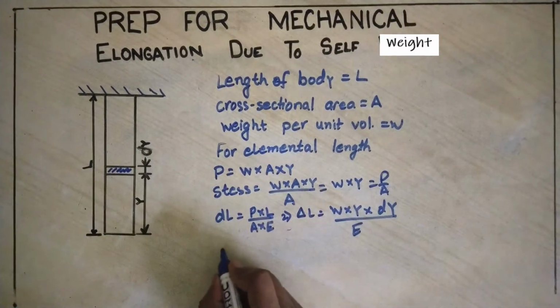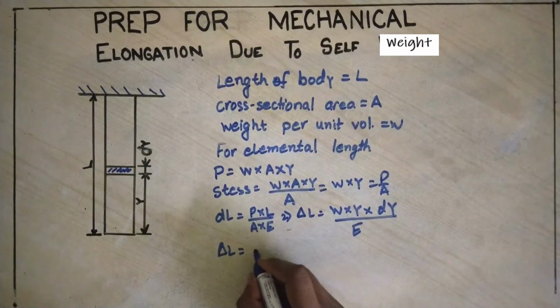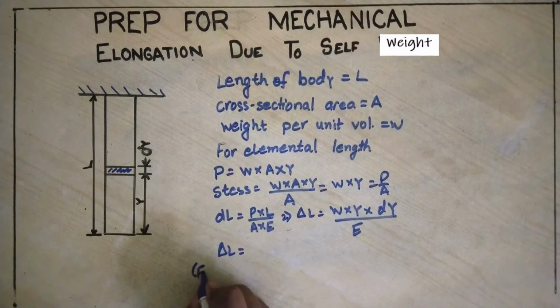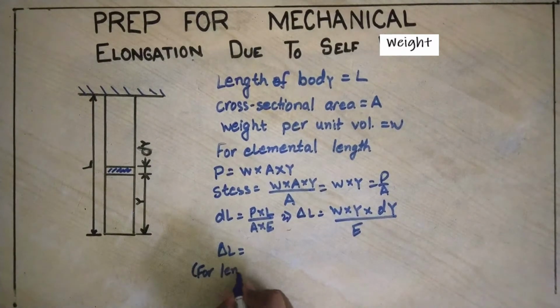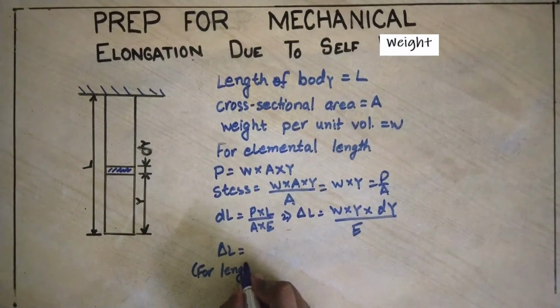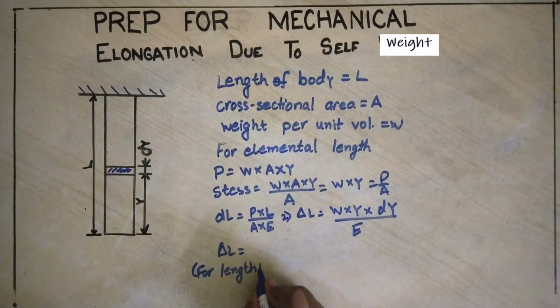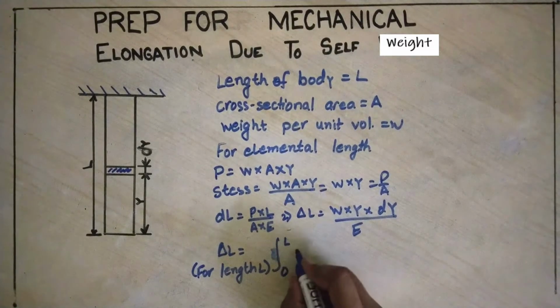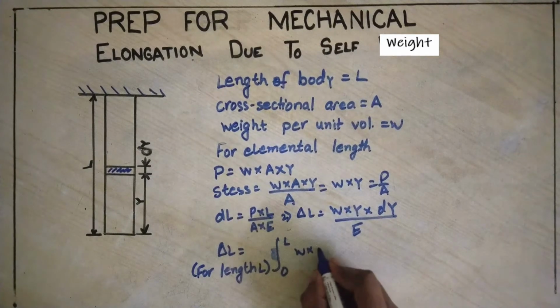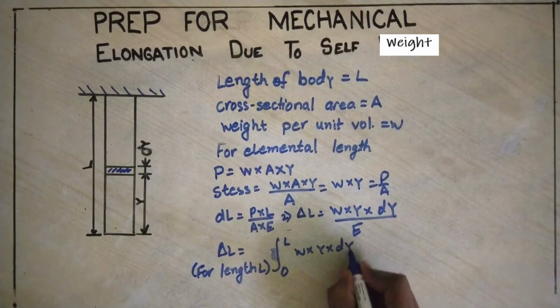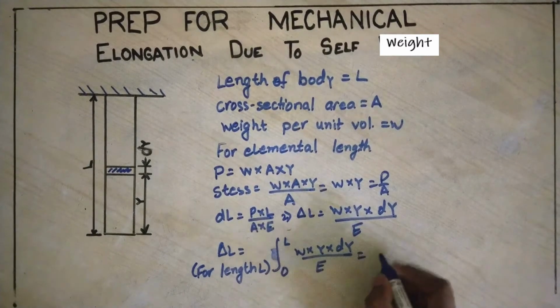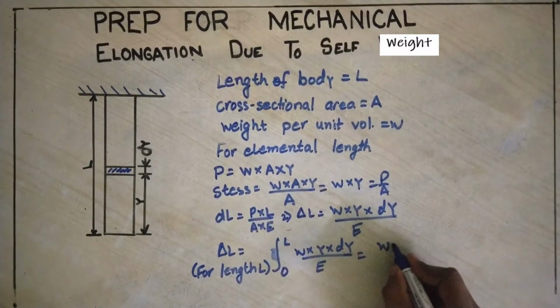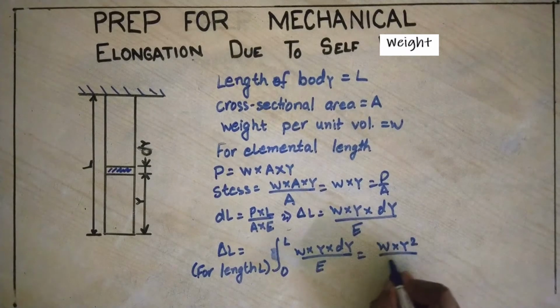So for the whole length, elongation delta L will be equal to the integration with limit 0 to L of W into Y into dy by E, and this will be equal to W into Y square by 2E.